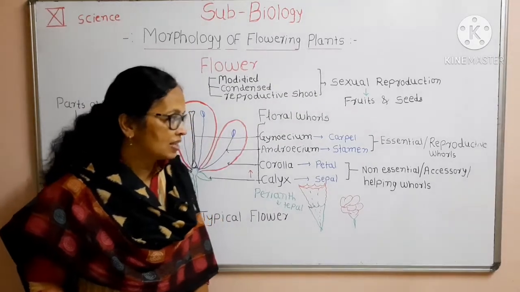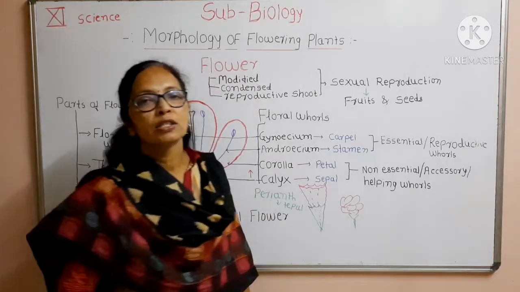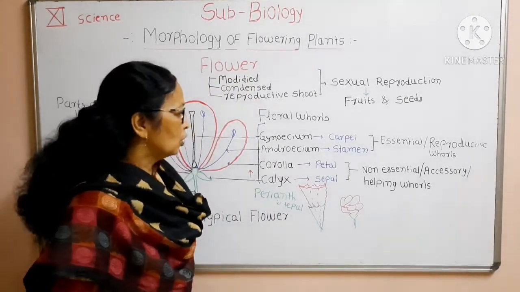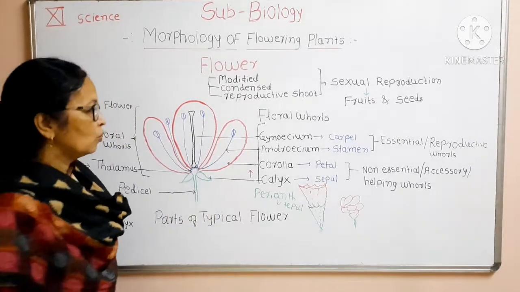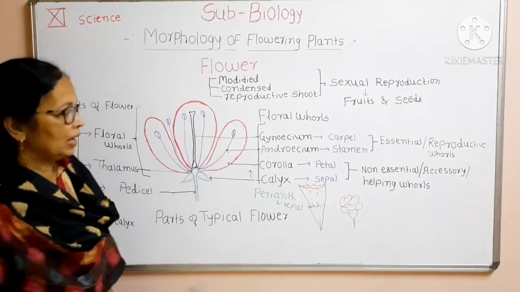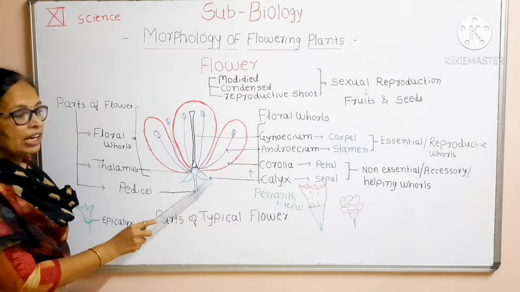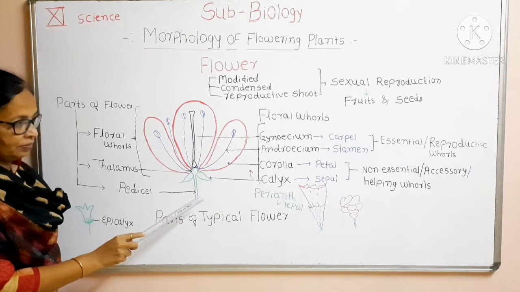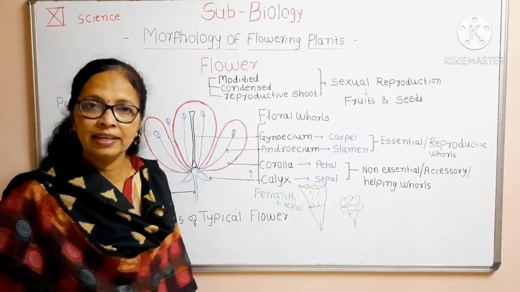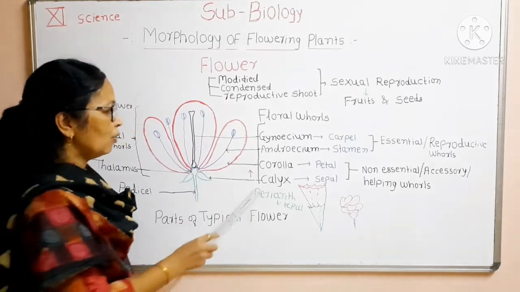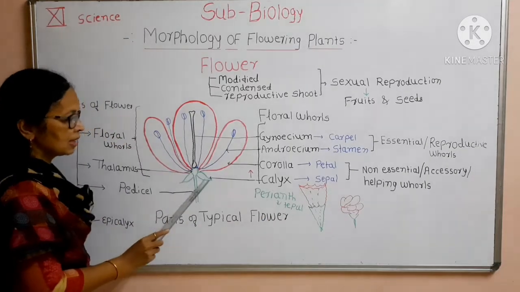Non-essential buds are also called accessory buds, helping buds or supporting buds. It is of two types. First one is the calyx and second one is the corolla. So first we take the information of calyx. Calyx is the outermost whorl of the flower. It is the first whorl of the flower. It is thin, delicate, and generally green in color. An individual member of the calyx is called sepals. So this one is called the sepals.